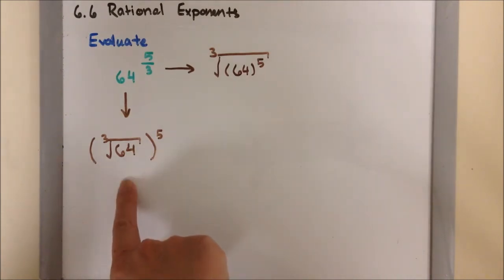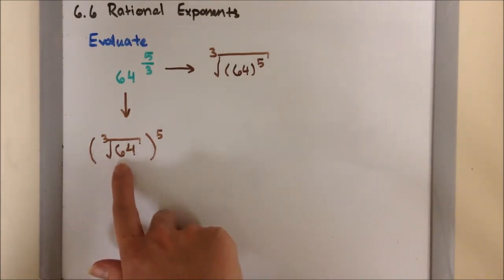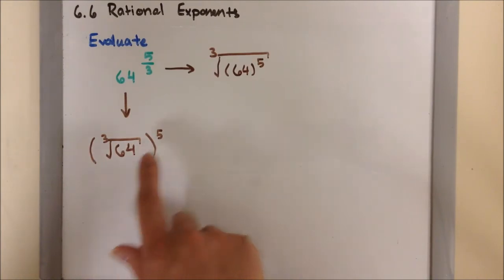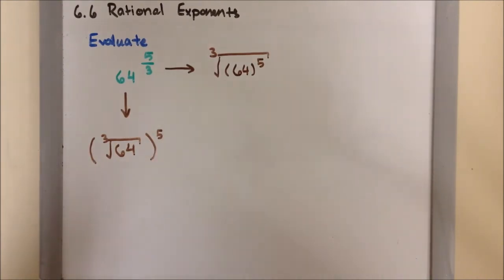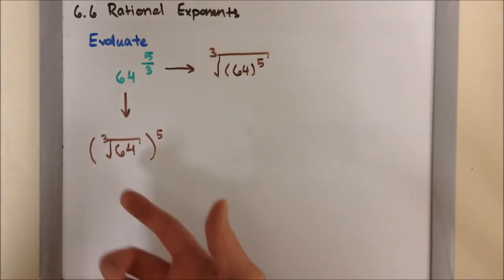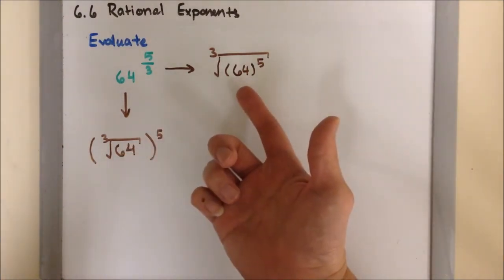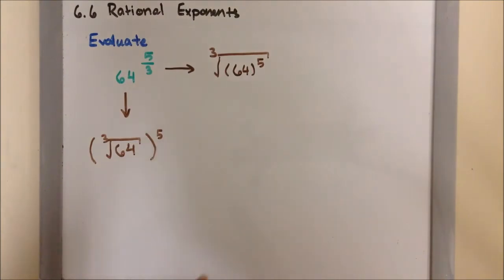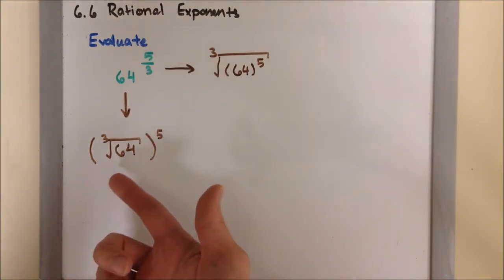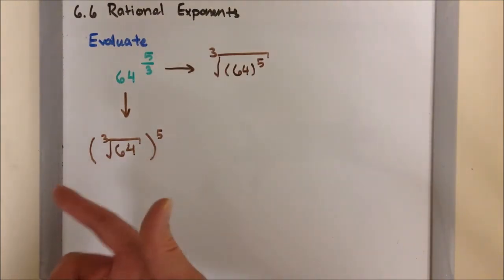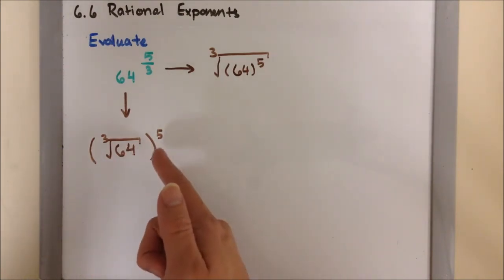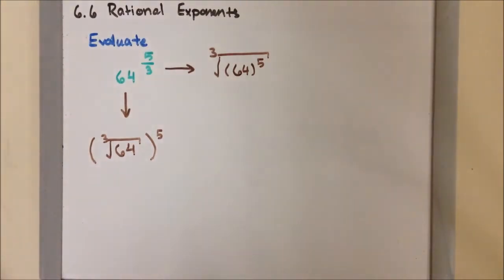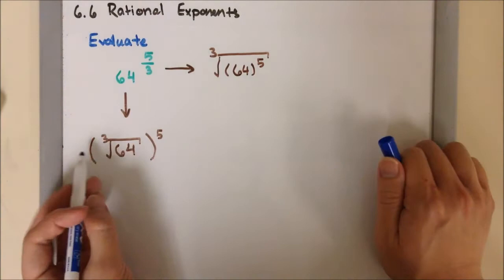Whereas I wrote the other form, you would do the cube root of 64 first and then raise it to the 5th power. So even though 64 is a smaller number than the first example, if you were to do 64 to the 5th power, that's going to be a very large number. Whereas you can do the cube root of 64 first and then make it a smaller number and then raise it to the 5th power.